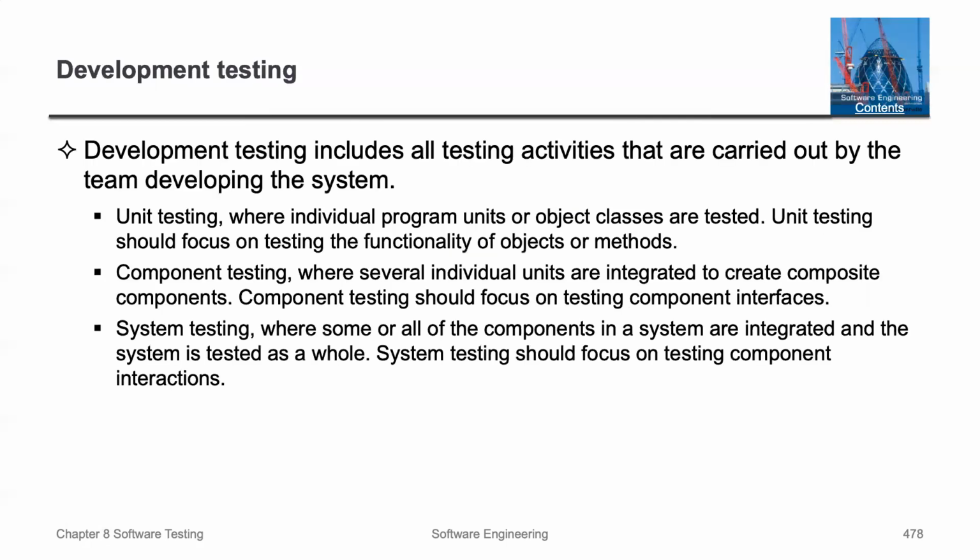Okay, let's focus on development testing. Development testing includes all testing activities that are carried out by the team developing the system. And so there's unit testing, component testing, and system testing. Unit testing is where individual program units or object classes are tested. Unit testing should focus on testing the functionality of objects or methods. Component testing is where several individual units are integrated to create composite components. Component testing should focus on testing component interfaces. System testing is where some or all of the components in the system are integrated and the system is tested as a whole. System testing should focus on testing component interactions.